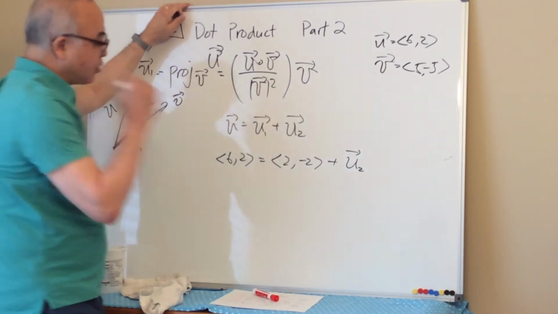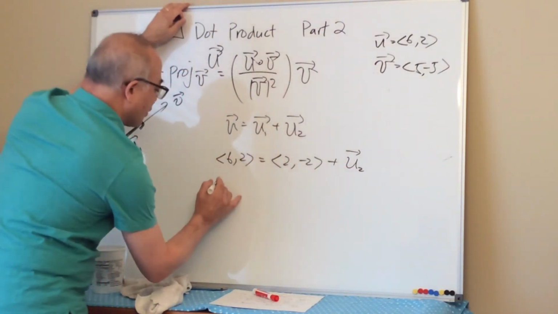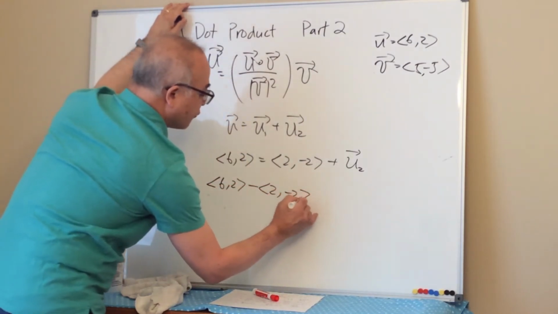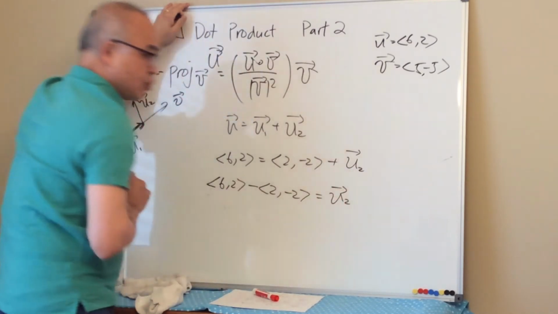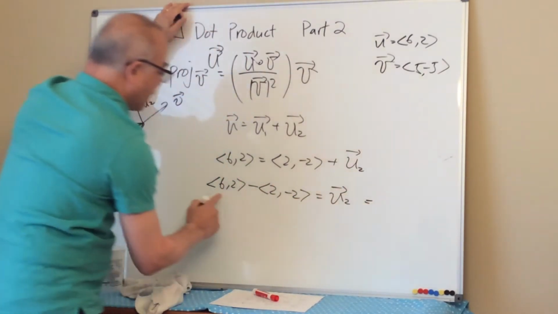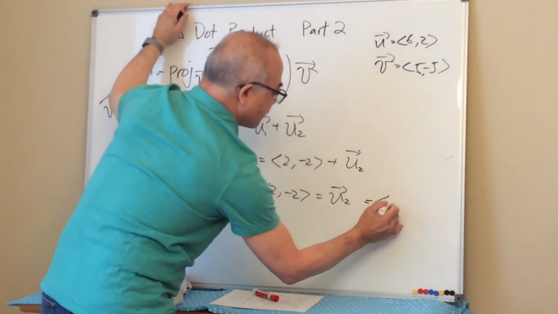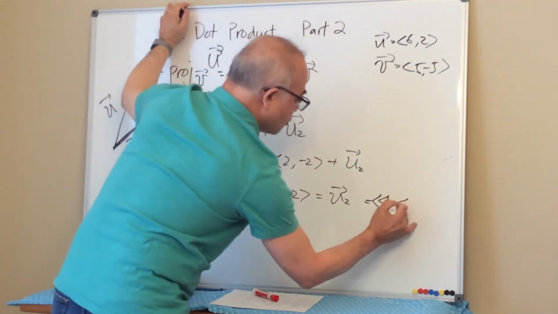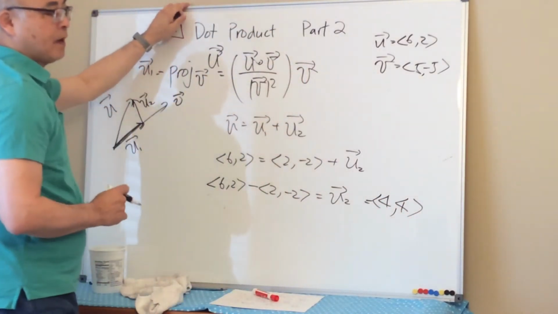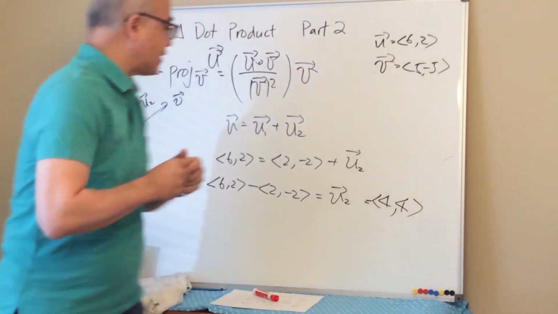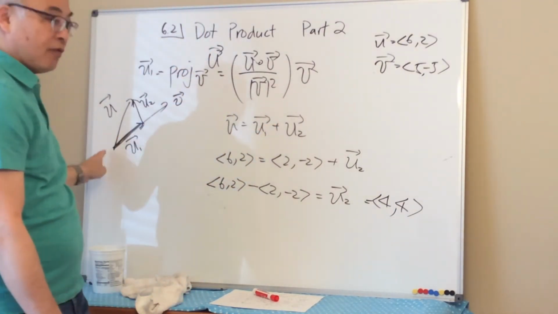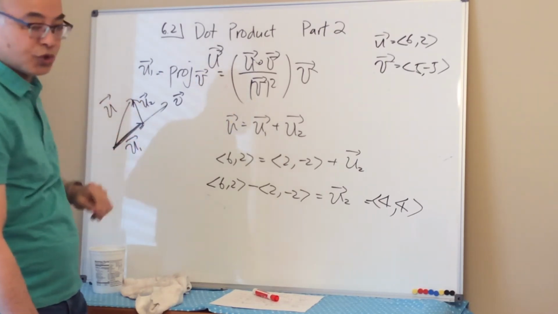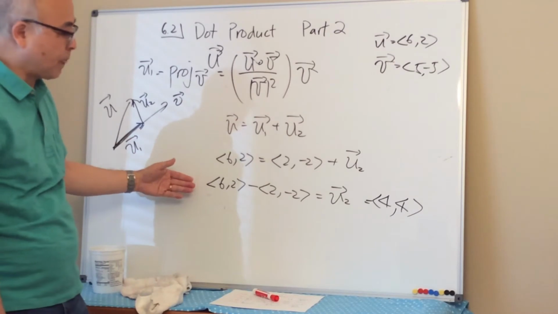Okay? So to find u2, I just move this guy over. 6, 2 minus 2, negative 2 is u2. So u2 is going to be equal to what? 6 minus 2, which is 4. And then I have 2 minus 2, which is 0. So u2 is 4, 0. Okay? So the question is going to ask you to find not only the projection of u onto v, but it's also going to ask you to find u2. And this is how you find u2. Okay? All right?